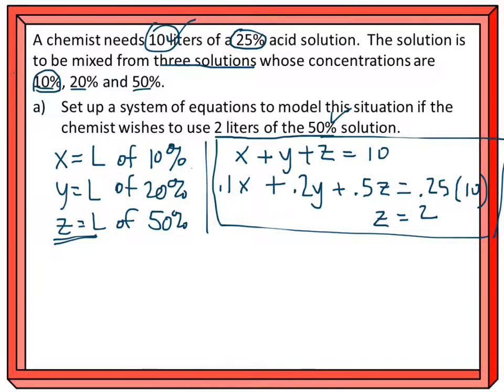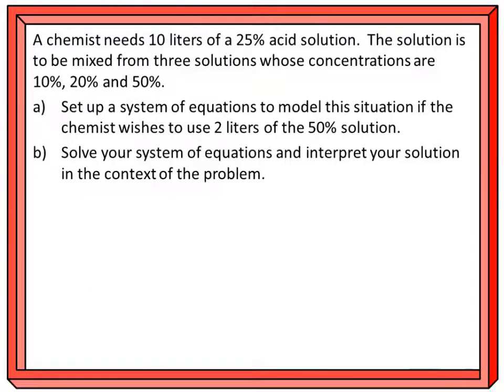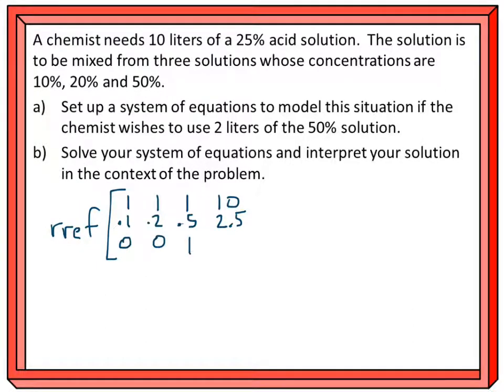Now the second part of this question is just simply asking us to solve the system and then interpret the solution within the context of the problem. So you're able to solve the system of equations any way you see fit, as long as that way is not cheating. Anyway, one of the easiest ways is just reduced row echelon form with a matrix. That first equation was 1x plus 1y plus 1z is equal to 10. And the next one was 10% of the x, 20% of the y, 50% of the z is equal to 2.5. That was 25% of 10. And then the final one was 1z is equal to 2.